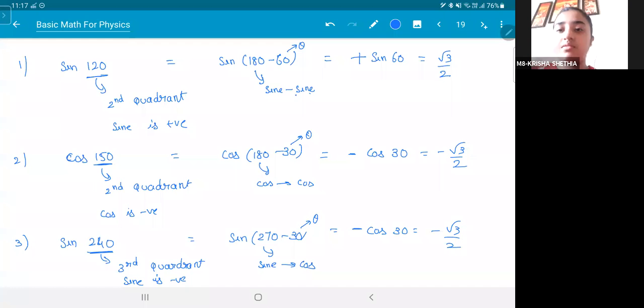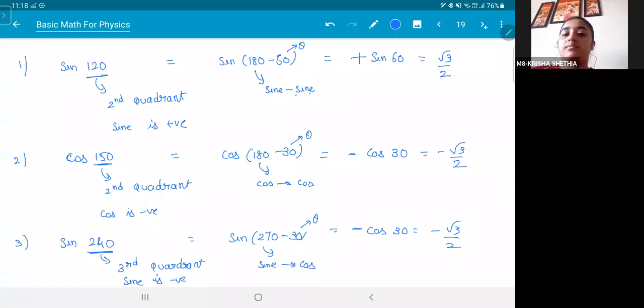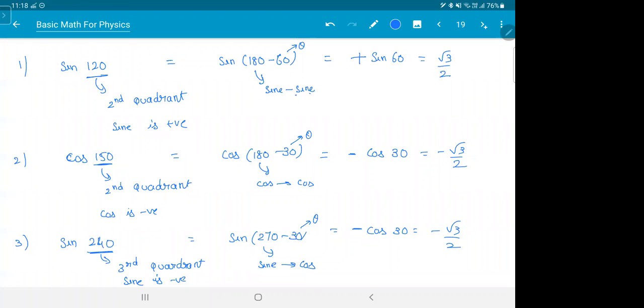Sir, in the first example, sine 120, is it necessary to write 180 minus 60? Can't we write 90 plus 30 also? Okay, I'll show you that also. I thought I'll show you one, but for sure 2 will get them confused. Put it down, everyone copy it down. Let me show it on the next page again. Let's do it together. That's how we learn this thing faster.